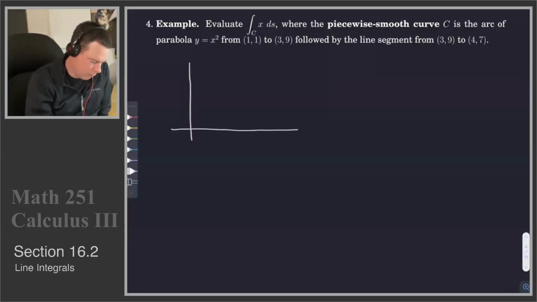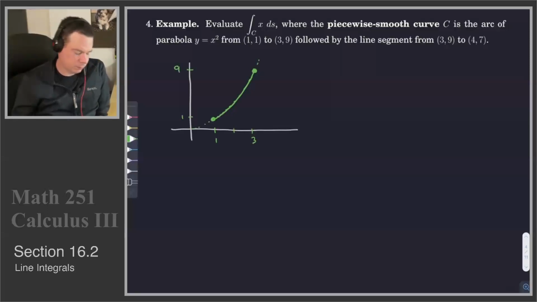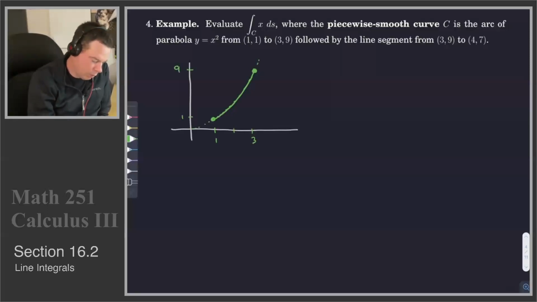So we've got our parabola going to look like this. In particular, I'm interested in it from the point (1, 1) all the way up to (3, 9). So there's our part of the parabola. Let's call that curve C1. And then from (3, 9) to (4, 7), it's going to be a straight line.